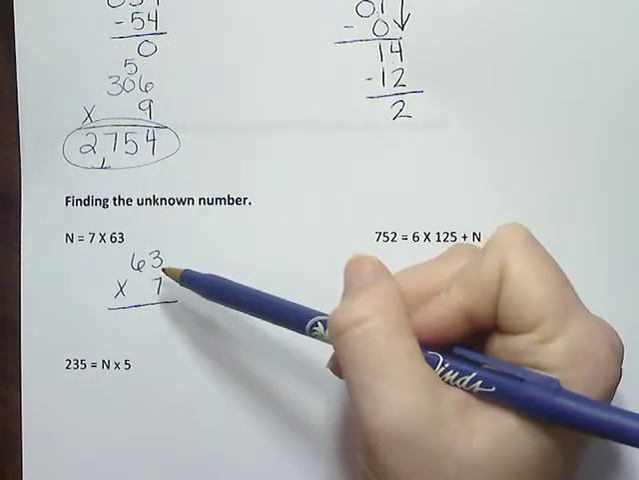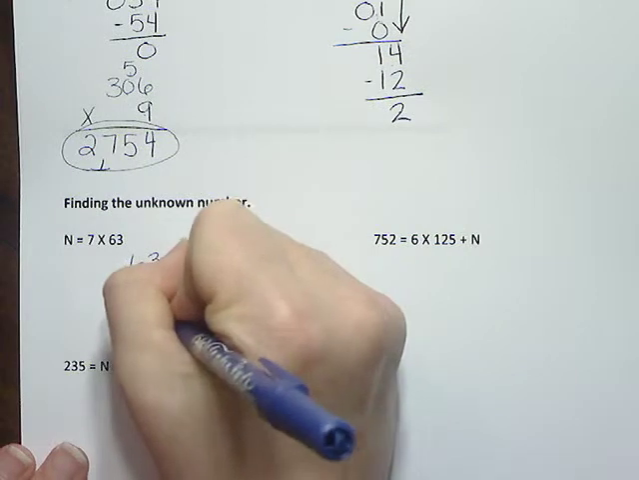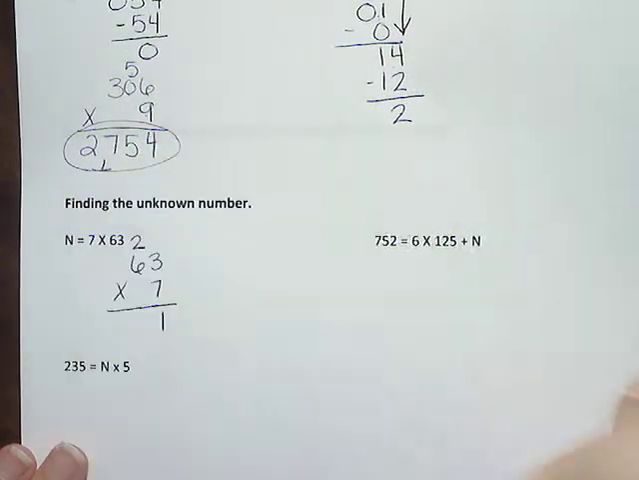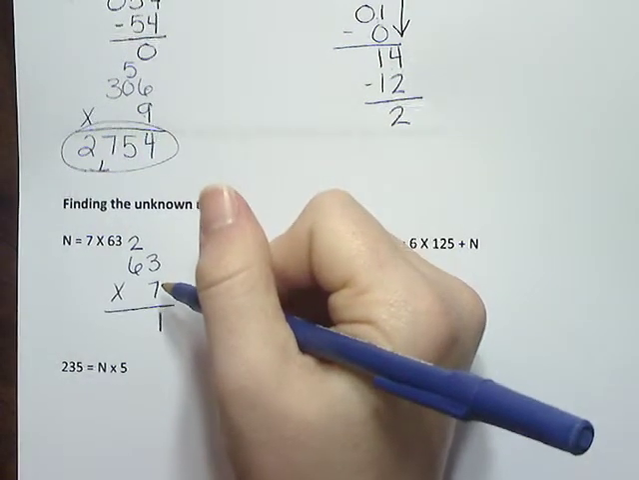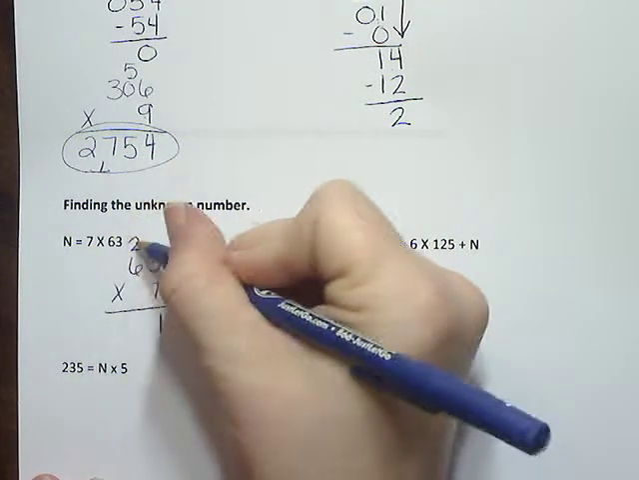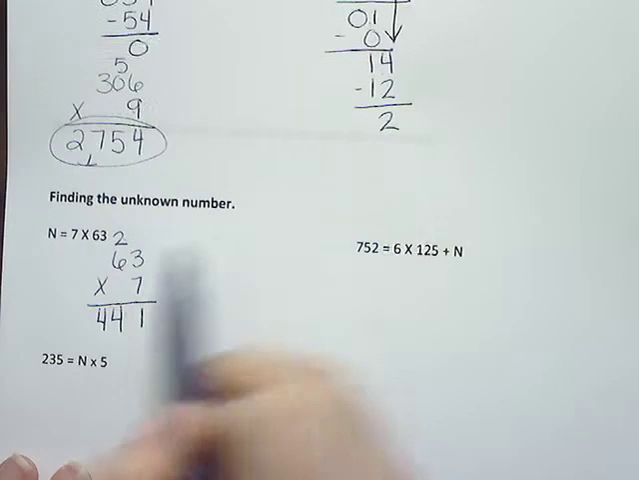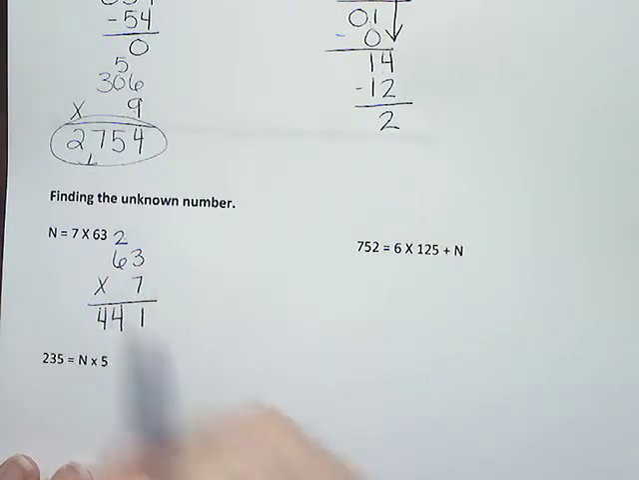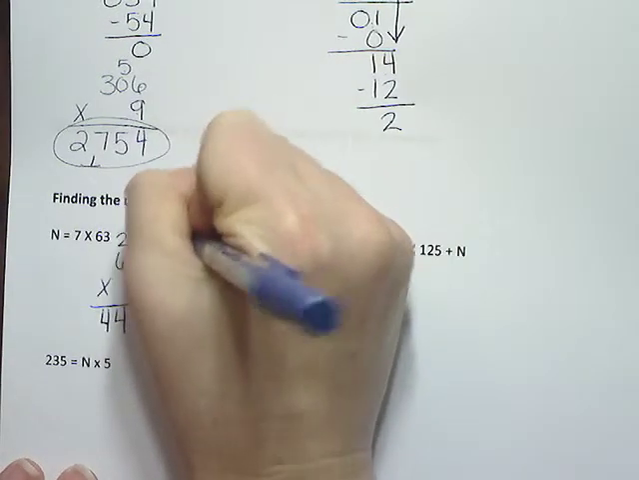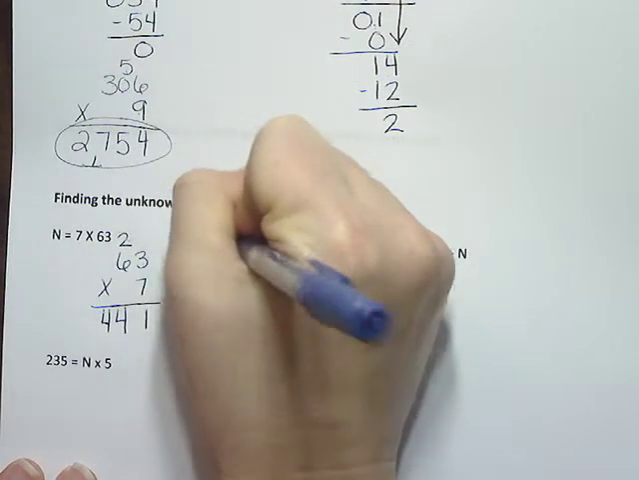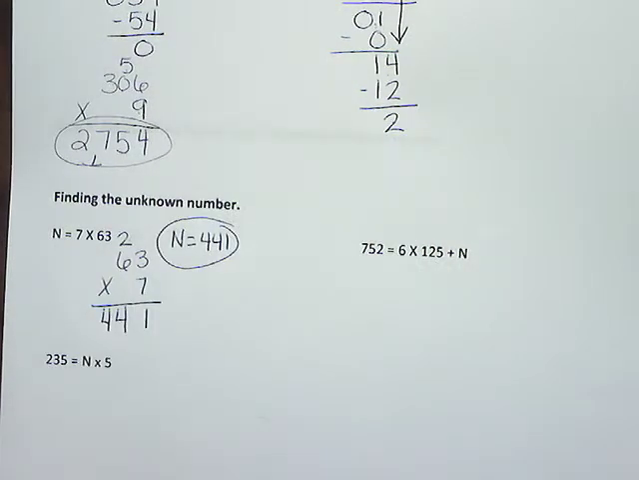So you're going to do 7 times 3, which is 21. Write my 1s and carry my 2. And then you're going to do 6 times 7, which is 42, plus 2, which is 44. So the answer, 63 times 7, is 441. So that means that n equals 441. And you can circle that. That way people can easily find your answer.